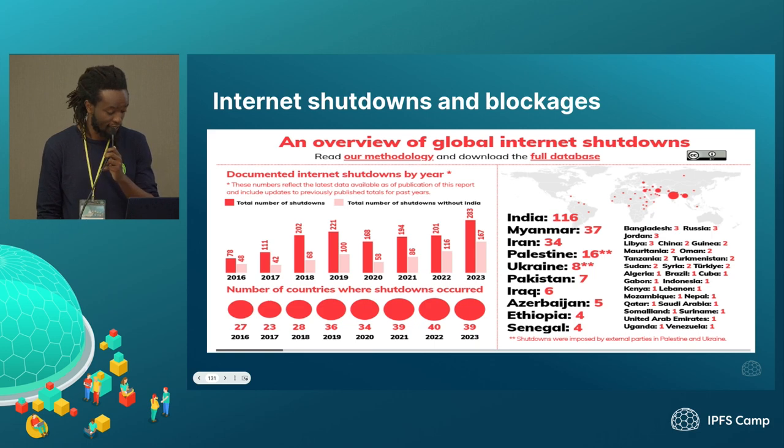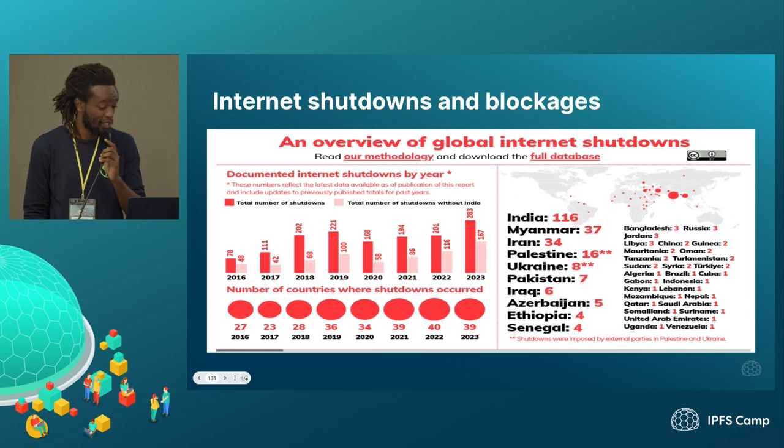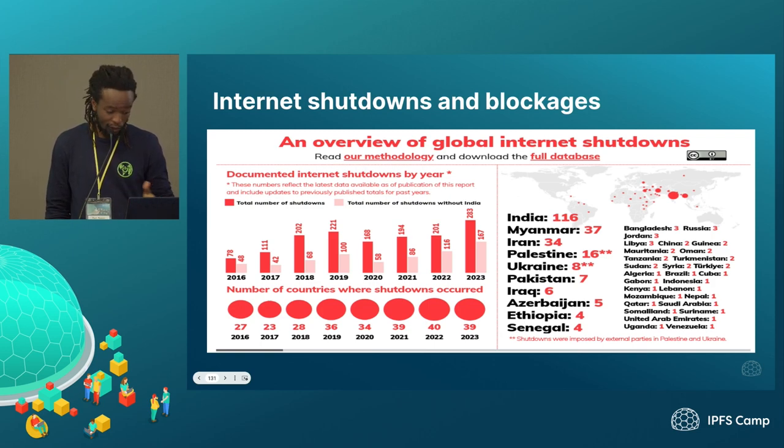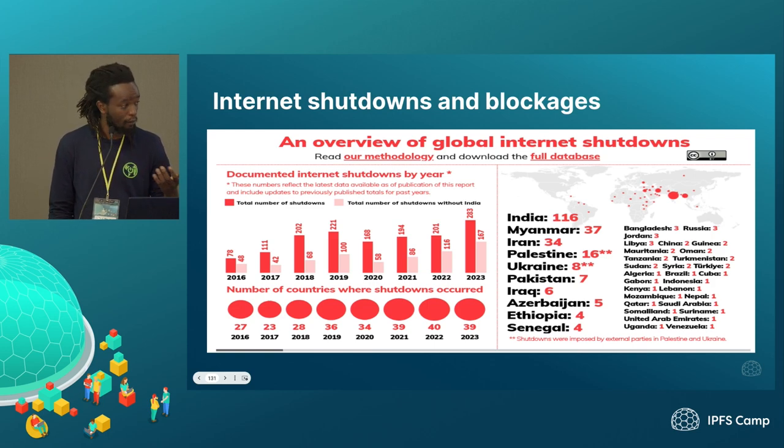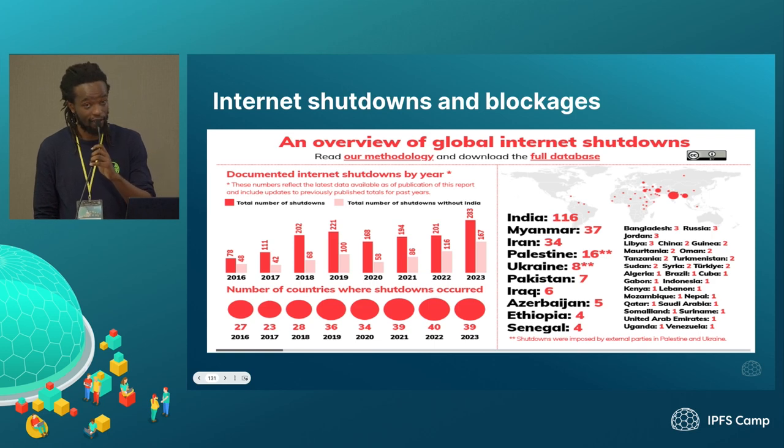This is from Access Now, which shows the overview of global internet shutdowns. Each is documented, and you see that with each passing year, the number does increase, and the countries too. Also a lot, considering 2024 is an election year, and all these countries have experienced some form of shutdown or blockage or throttling, and it does get worse, especially with protests and human rights being violated.